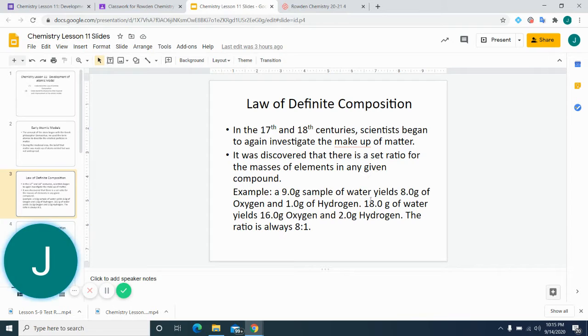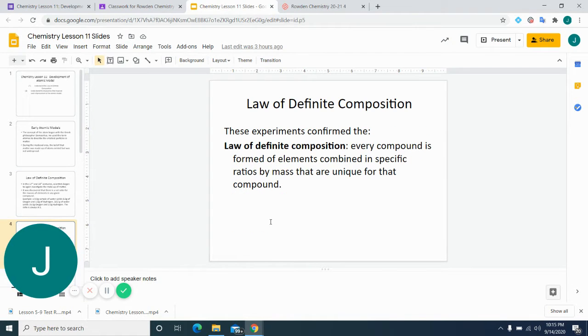So if you double the sample and have 18 grams of water, then the oxygen would double and go from 8 to 16, and then the hydrogen would double and go from 1 to 2. So the ratio is always going to be 8 parts oxygen for every 1 part hydrogen. And so they started discovering that every time you have water, you can count on the mass of oxygen being 8 times that of the mass of hydrogen. So they started noticing that in different compounds, you could expect a reliable ratio. And that was a law that scientists accepted called the law of definite composition, which is this idea that every compound is formed of elements combined in specific ratios by mass that are unique for that compound.